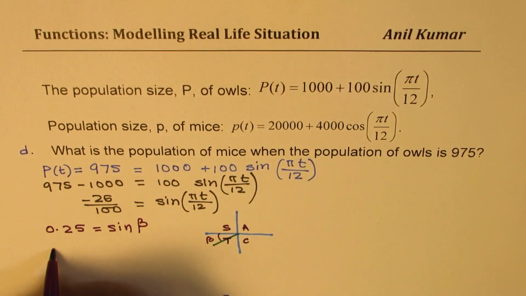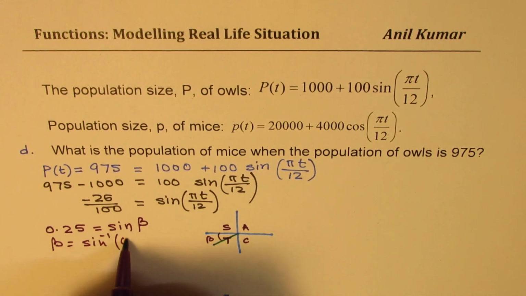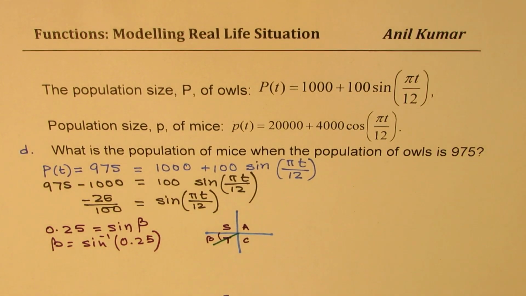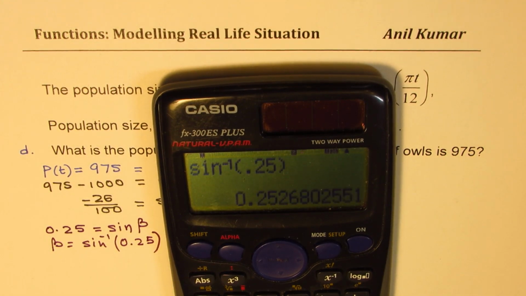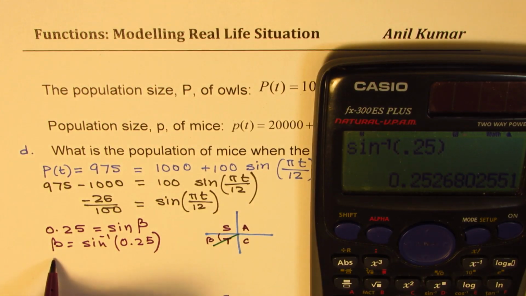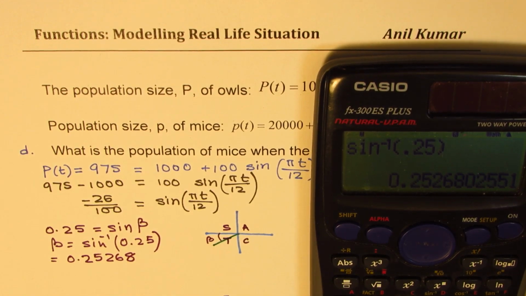So beta is equal to sine inverse of 0.25. So let's use the calculator to find this. It's already in radians, right? So sine inverse of 0.25 is equal to, we get a value which is equal to 0.25268. Now that is the value of beta.